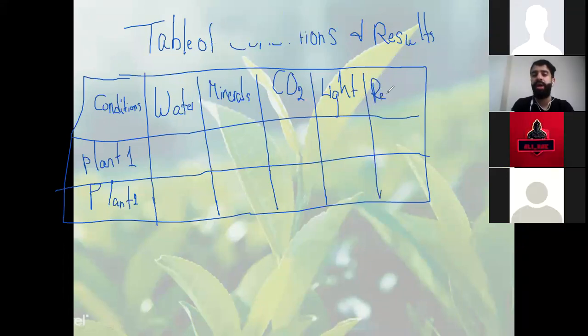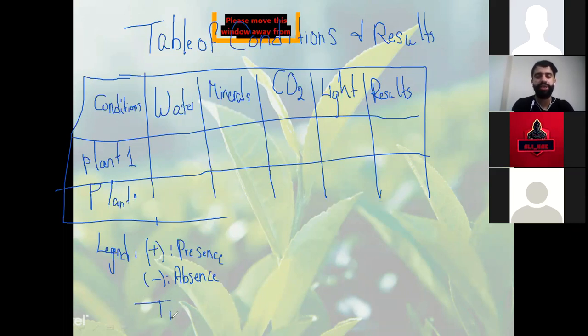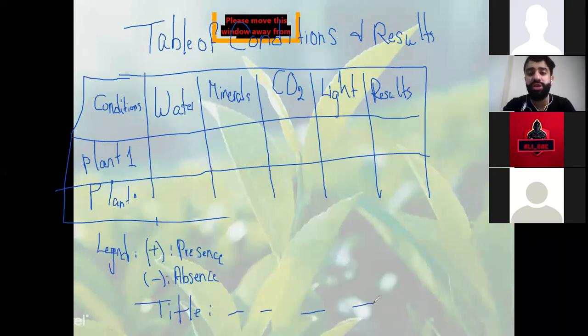This is the table of conditions. And don't forget, you have to put the legend. What does plus mean and what does minus mean whenever you have to use them? Plus means presence, and minus means absence. And at the end, what do you have to do? You have to put the title for the table showing the conditions and the results. These are very important for the table.